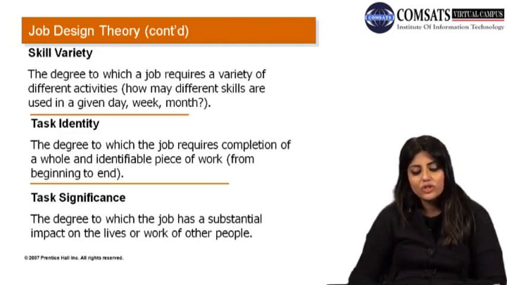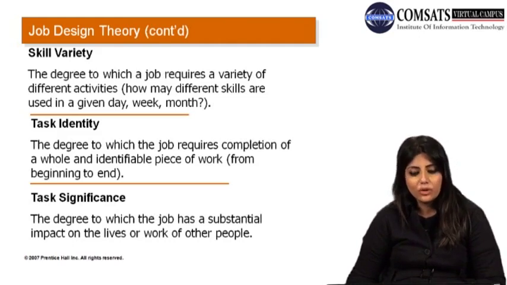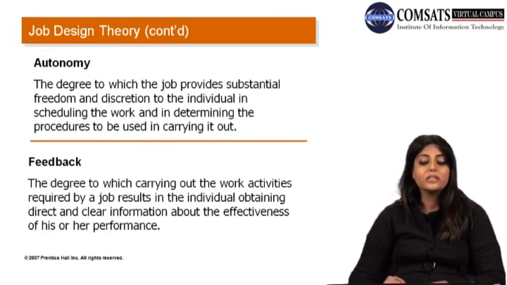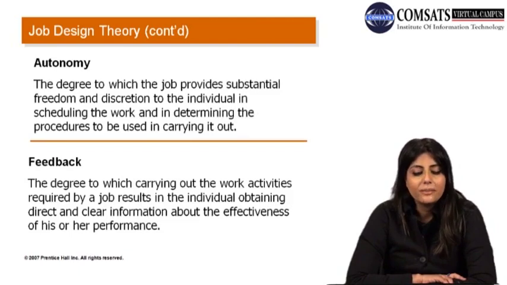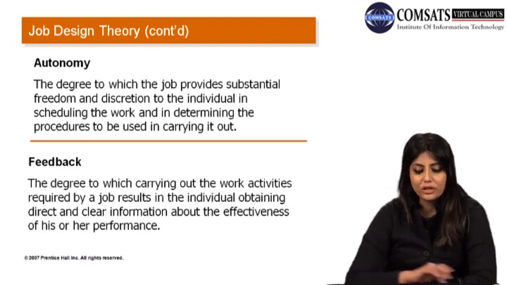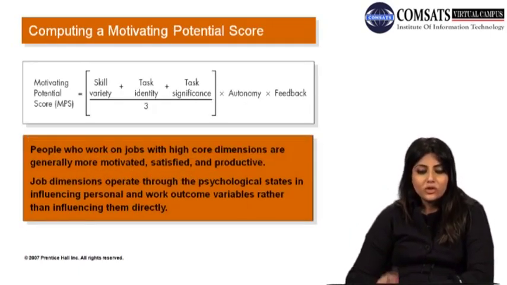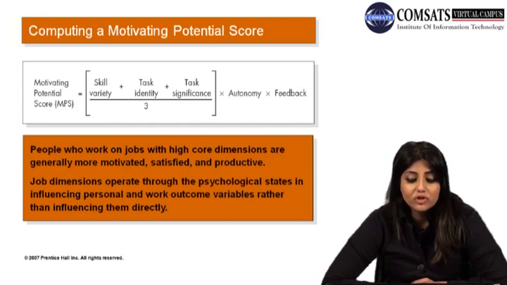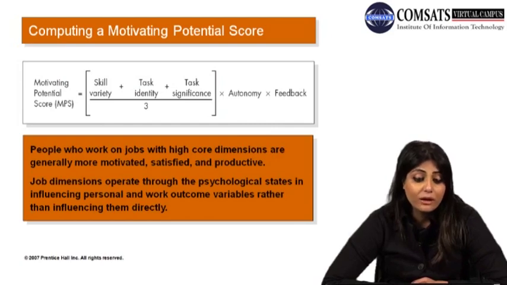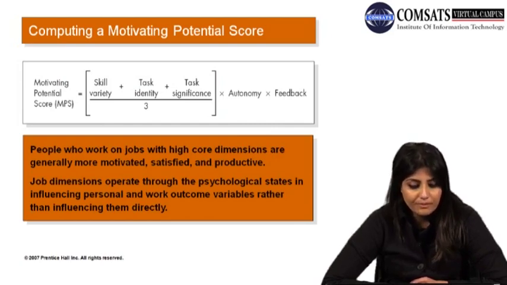Then significance is the degree to which the job has a substantial impact on the lives or the work of other people. And autonomy is the degree to which the job provides substantial freedom and discretion to the individual in scheduling the work and in determining the procedures to be used in carrying it out. And then we have feedback, which is the degree to which carrying out the work activities required by a job results in the individual obtaining direct and clear information about the effectiveness of his or her performance. So the theory basically says that when you have a combination of these together with autonomy and feedback, it will lead to your motivating potential score.